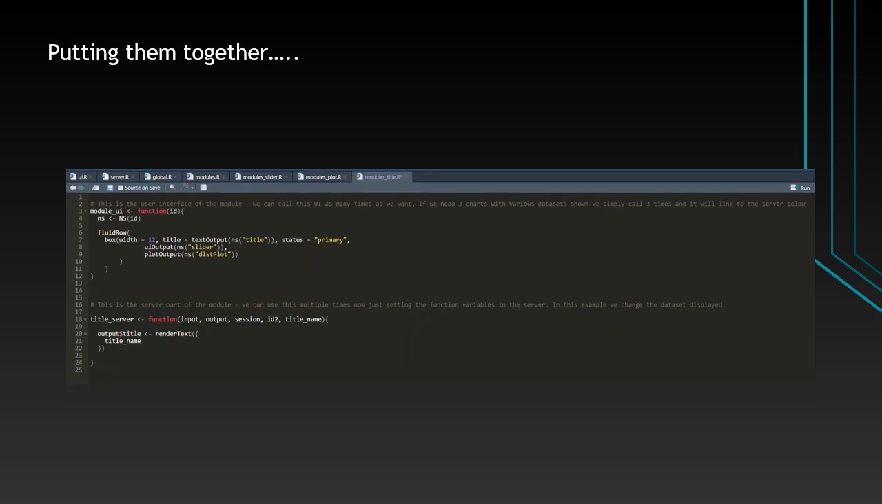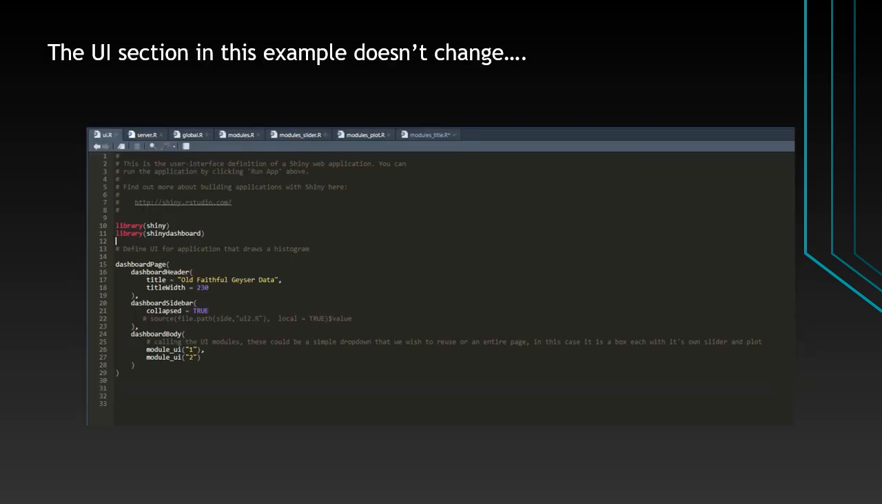In order to keep our UI file as clean as possible, we're actually going to put these together now in a third module. I'm calling this module title, and will include the renderText for the title name in this particular module. The top module UI still calls the UI output slider, plot output distplot, and also the title that we are rendering below. As you can see, this means that our UI section of our code doesn't change compared with the example that we had before.